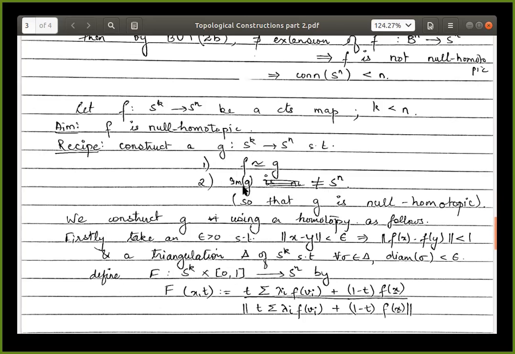And once I know that the image of G is not the whole of Sn, which means there is a point which the image of G misses out, let's say some alpha. So there is some alpha in Sn such that alpha does not belong to the image of G. Now, if alpha does not belong to the image of G, and if minus alpha belongs to the image of G, then the entire image of G can be shrunk down to minus alpha, right? And therefore the map G will be null homotopic.